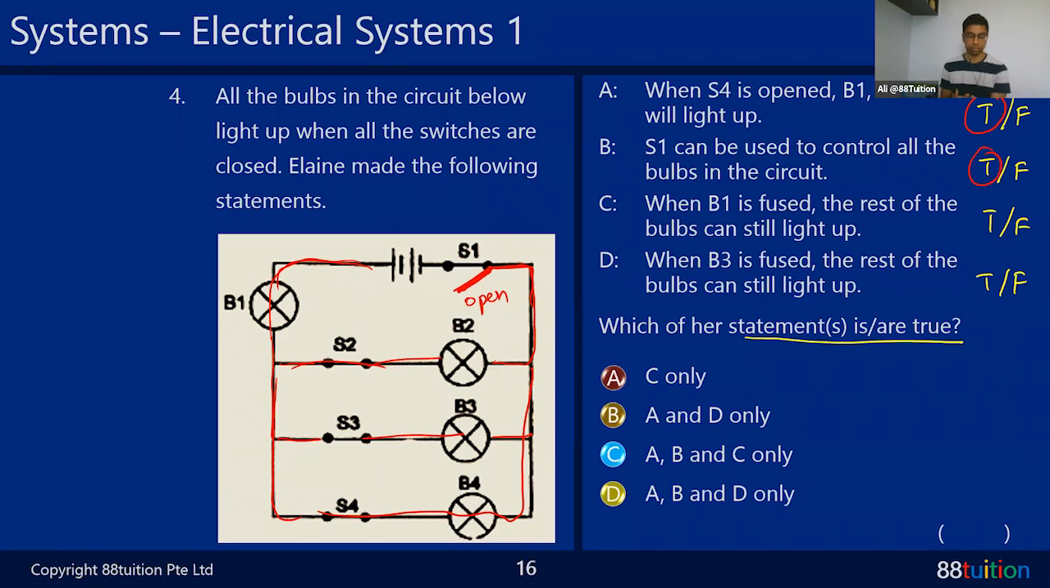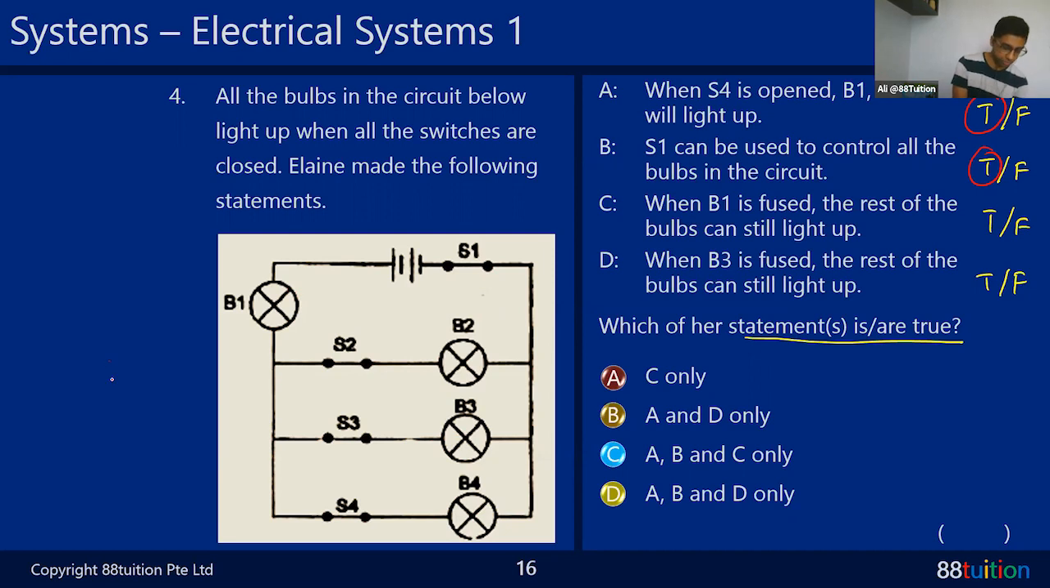Okay, just follow on. Since you all are confused, please keep up with what I'm trying to discuss with you guys. So I've already done 2. Now, C, when B1 is fused, the rest of the bulbs can still light up. Okay, let's look at it. Now, this is when B1 is fused. I think we all struggle with this one.